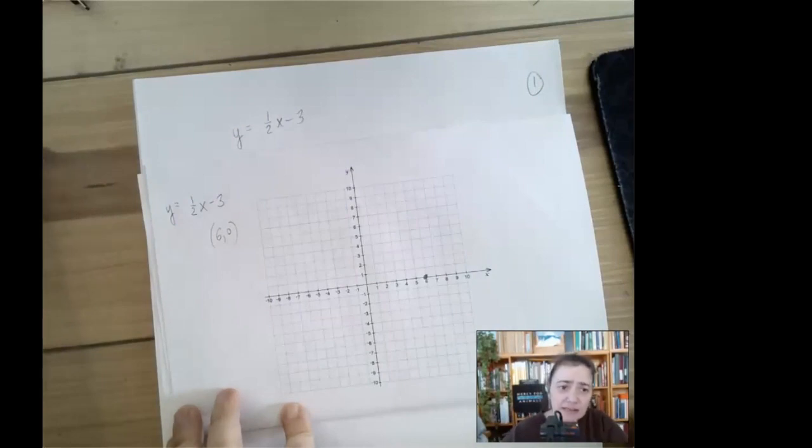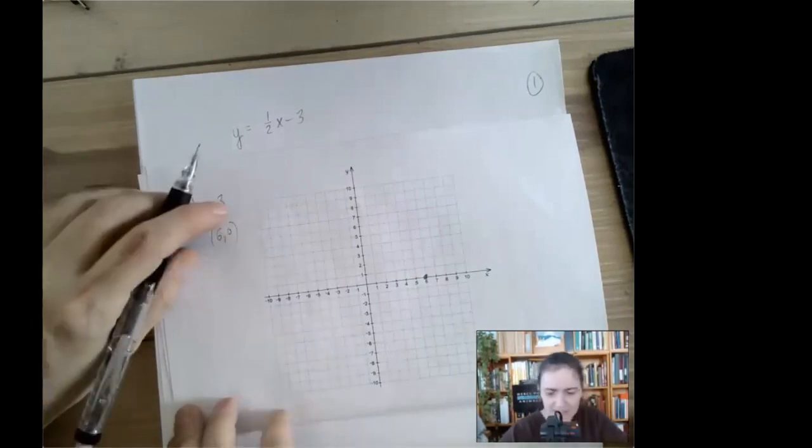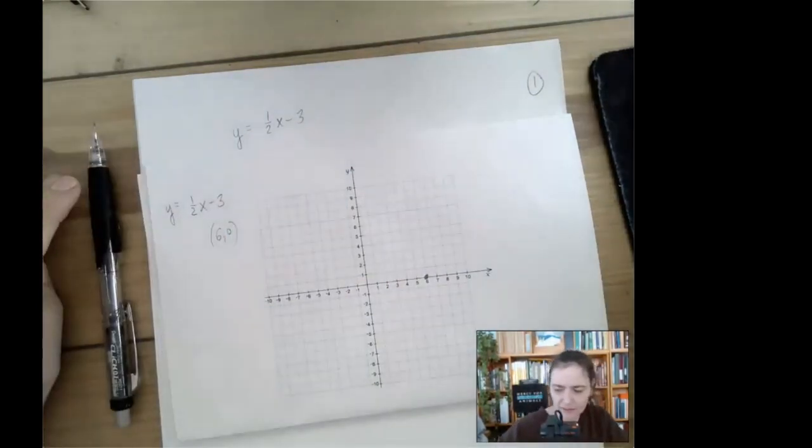Say x is negative 6. What is y then? X is negative 6. What is y? Y is also negative 6. Yes, because take half of it, that's negative 3. Minus 3 is negative 6. That wasn't my intention. Kind of cute.